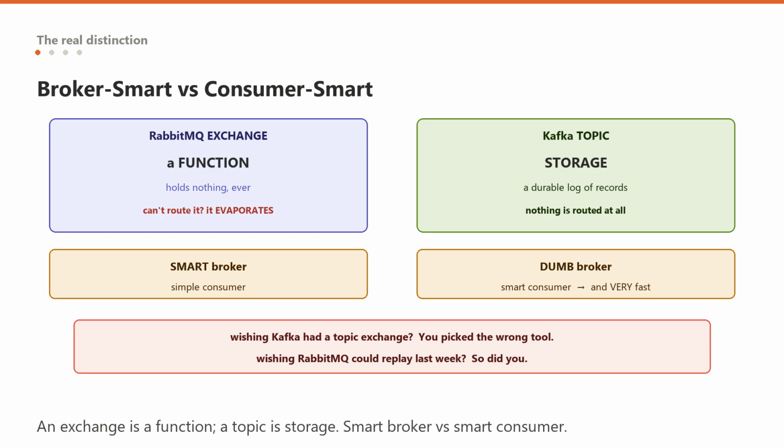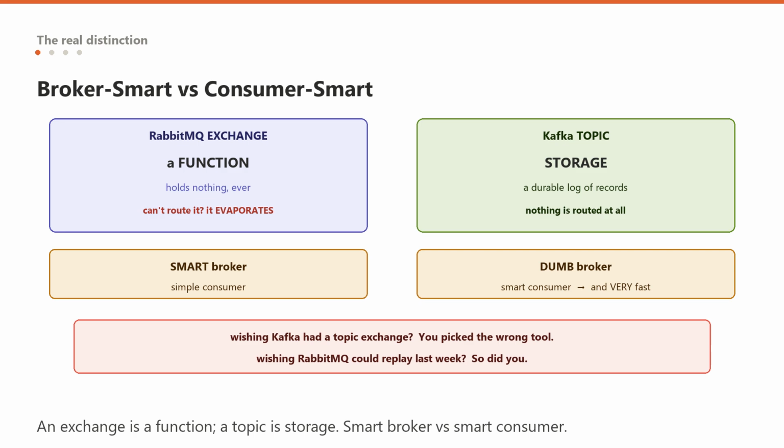RabbitMQ's model gives you rich, declarative, per-message routing that consumers control, plus per-message acknowledgement, rejection, TTL, priority, and dead lettering. Kafka's model gives you replay, enormous throughput, and long retention, because a dumb broker that only appends to a log is very, very fast.